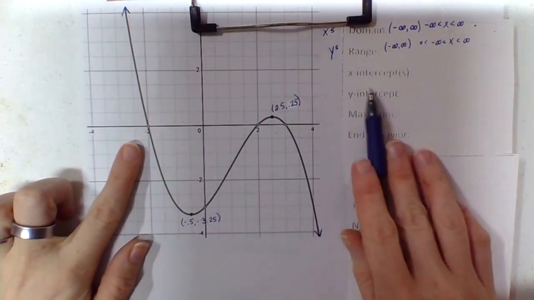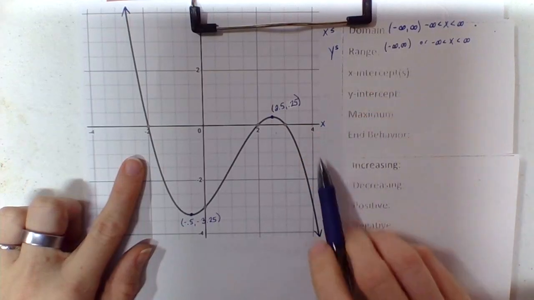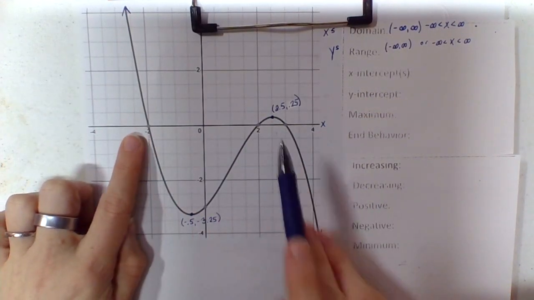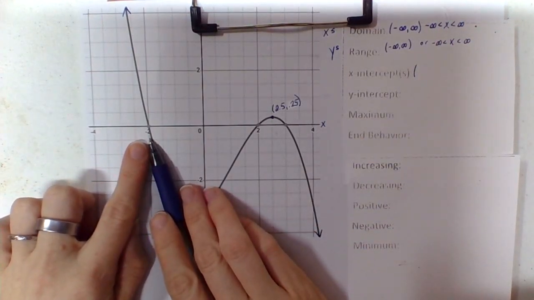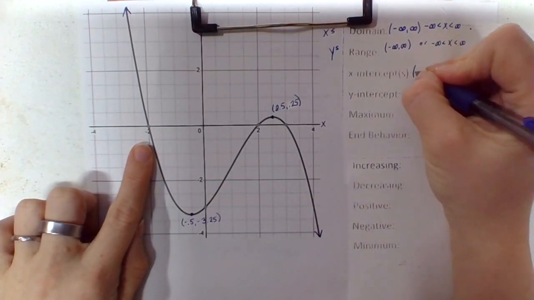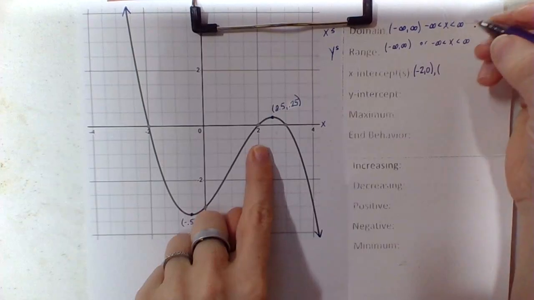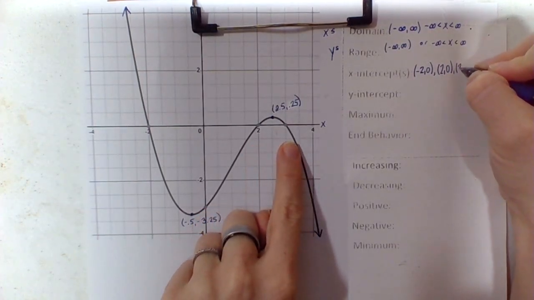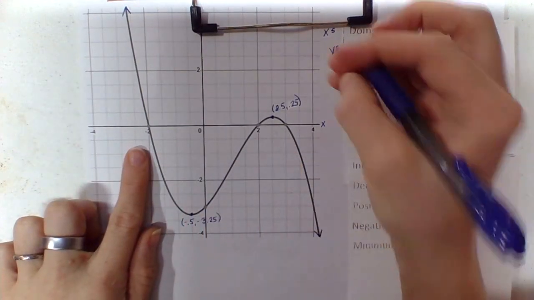We've got to figure out next x-intercepts. X-intercepts are where they cross the x-axis. So I have 3 points where I'm touching the x-axis. I'm going to start them left to right. It doesn't matter which order you put them in. Just make sure you get them all. So my first point is (-2, 0). My next one is (2, 0). And then I have (3, 0). The 3 points where I cross the x-axis.